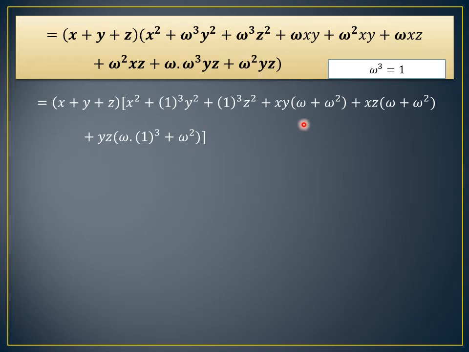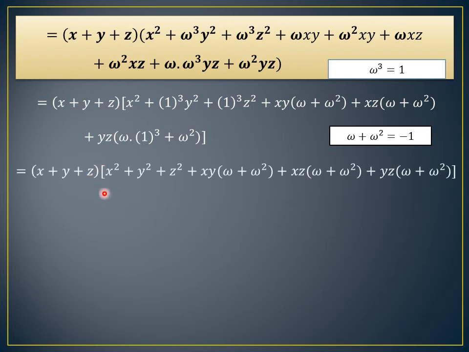Now you can see we are having omega plus omega square in three of the brackets. So we have been given the value of omega plus omega square as well. This is equal to minus 1. It could be omega square plus omega or omega plus omega square, both are the same. The cube of 1 is 1.